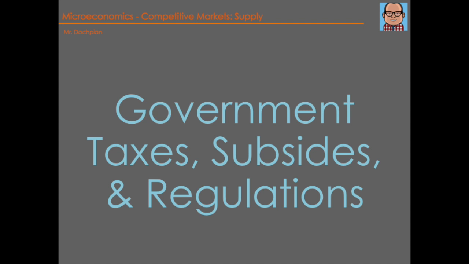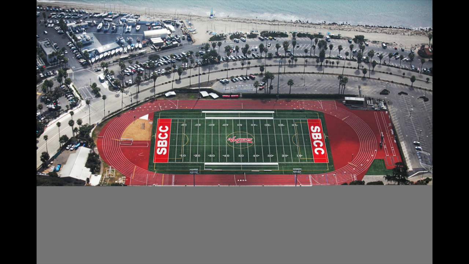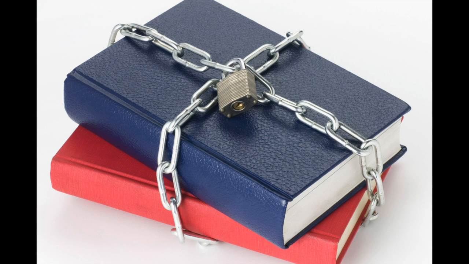Government taxes, subsidies, and regulations. Increases in taxes, or payments by firms to the government, or decreases in subsidies, which are payments by the government to firms, can reduce the quantity that firms are willing to sell at a given price. Decreases in taxes or increases in subsidies can increase the quantity that firms are willing to sell at a given price. For example, community colleges decreased the number of classes offered in 2002 when the state of California reduced the subsidies to the community college system.